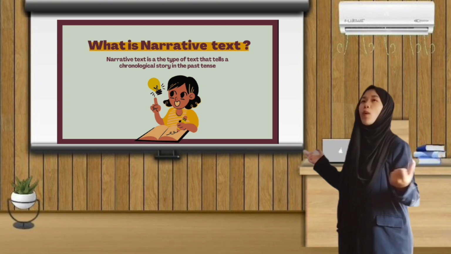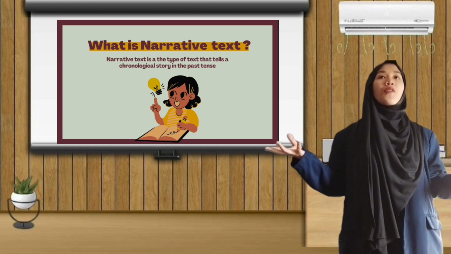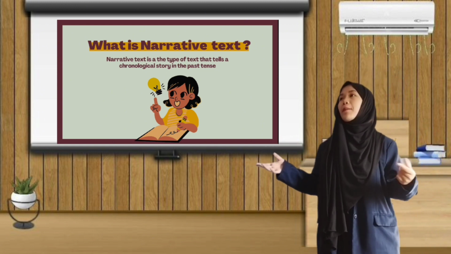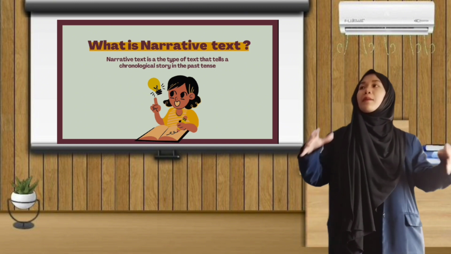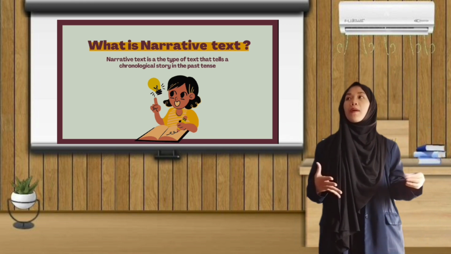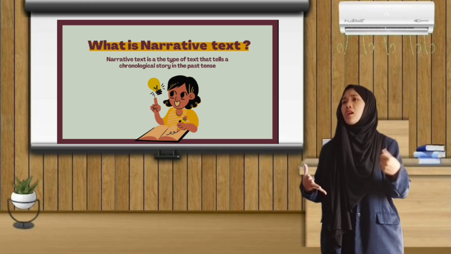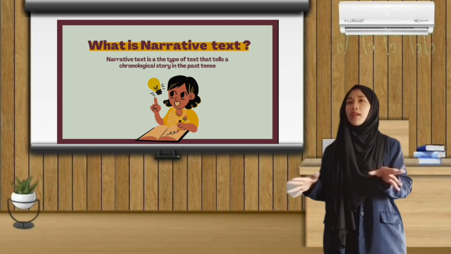Firstly, we talk about what narrative text is. Narrative text is a chronological story that happened in the past. So this story happened in the past. It can be an imaginative story or a real story, but it can be repeated or changed by some people.